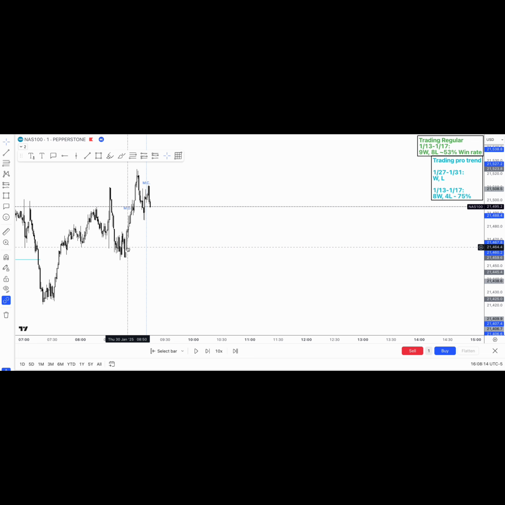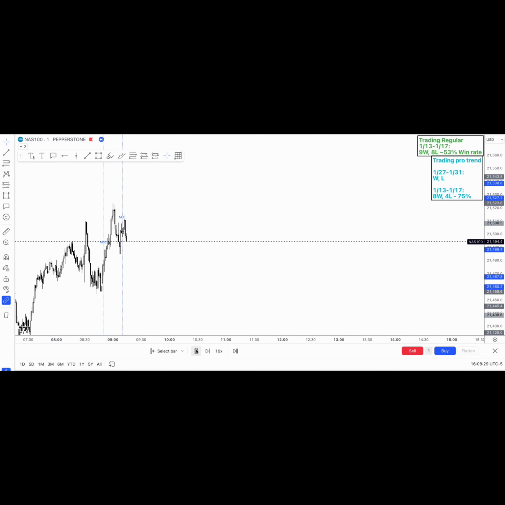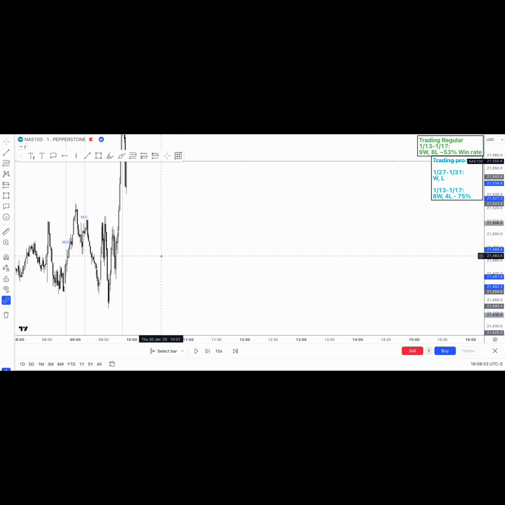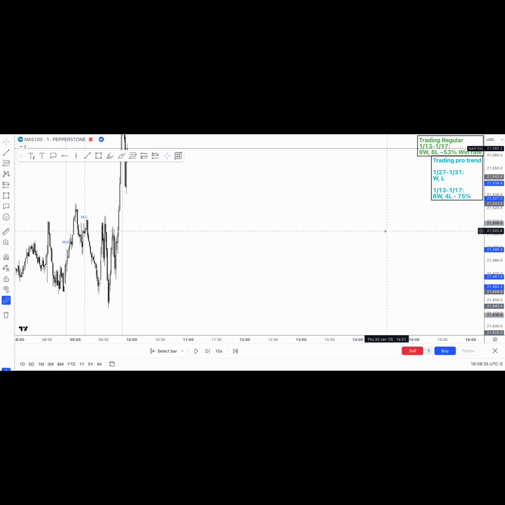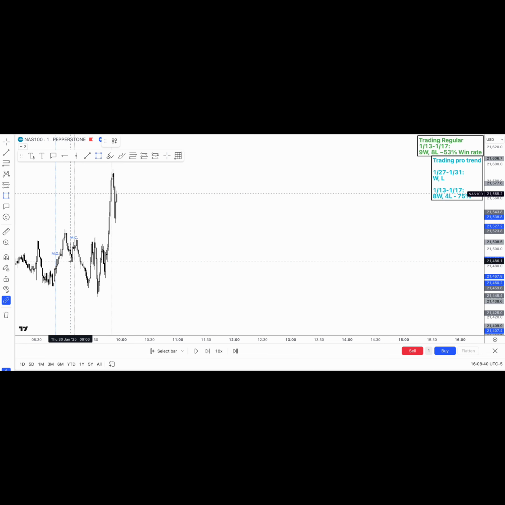So let's say, yeah, no entry here. It's already mitigated when it's imbalanced there. And then there's no more sweep, or not another model here, because no more liquidity being swept here, I would say. Potentially an entry here. Let's see what this looks like.